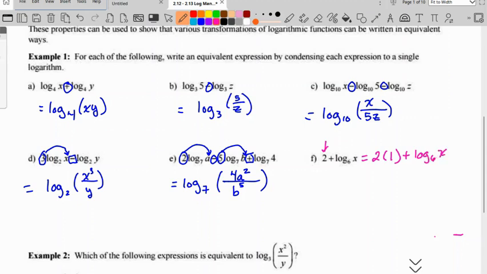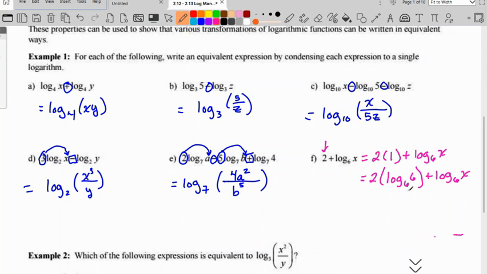Okay, so the well-chosen form of 1 that we want to use is log base 6 of 6. Now I'm still going to add this other log base 6 of x over here. So no changes. The only change I made there was substituting log base 6 of 6 for 1.